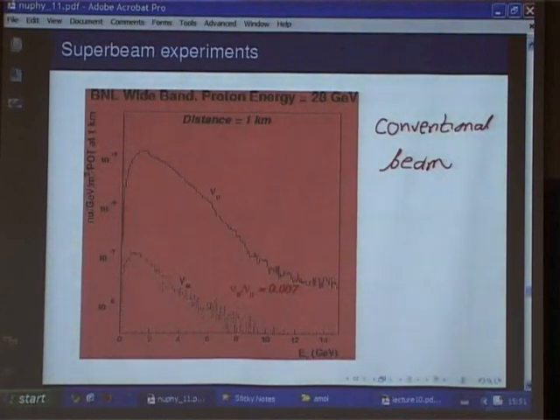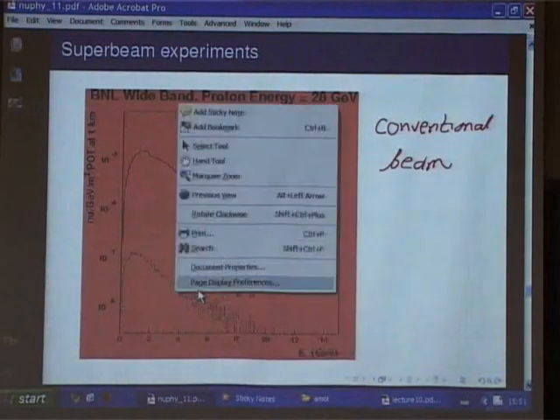Now, what do you want to see finally? You want to see, let's say, the probability of muon neutrino going to electron neutrino. So you want to finally detect electron neutrinos, but there is a problem. You will not know whether they came from this muon neutrino or this contamination.